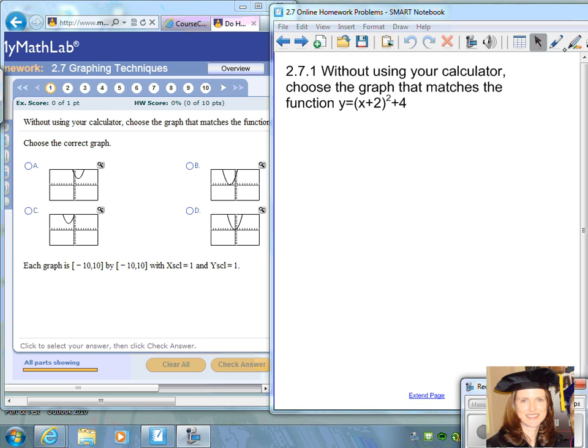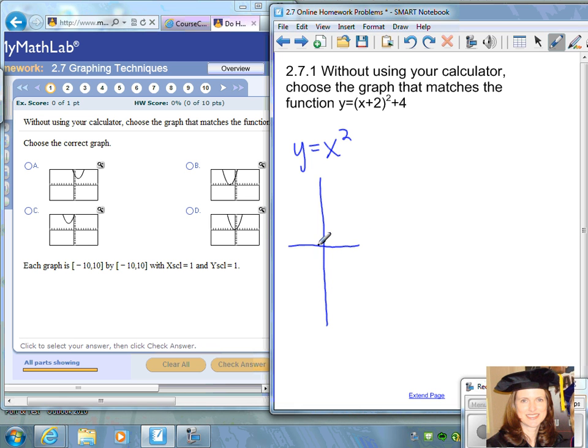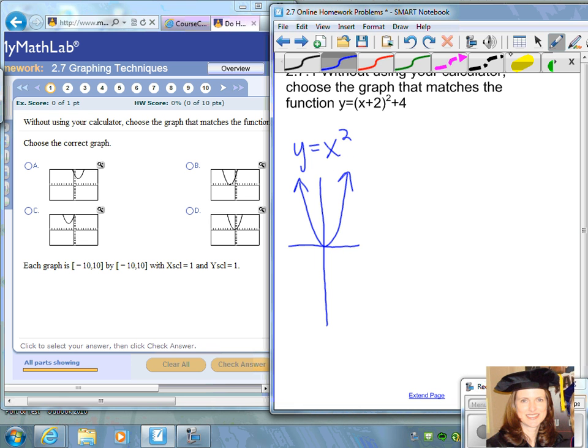Now this graph is a graph of the basic function y is equal to x squared. And review the last section in terms of how you graph the function y is equal to x squared. You can make a table of values, but that's our basic function here. y is equal to x squared. The transformations that have been done here include adding a 2 in parentheses.